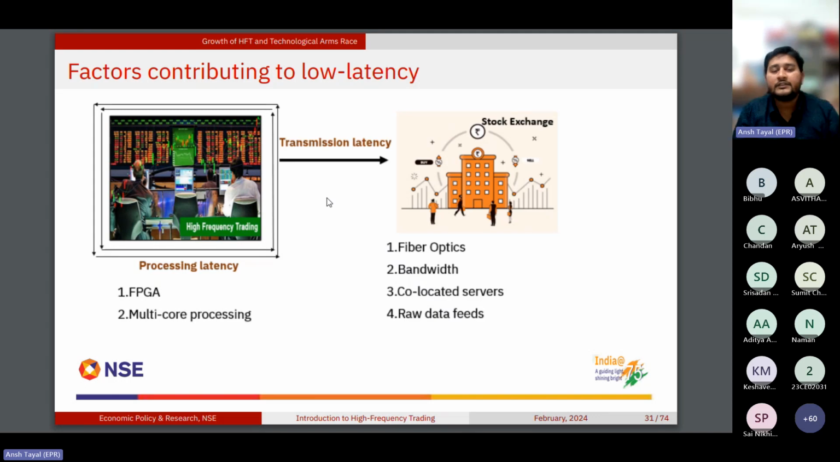Then the second part is transmission latency. So once your algorithm is efficient, now you need to optimize your transmission latency so that your order reaches quickly. As I explained, people use co-located servers, fiber optic, or microwave towers, different types of techniques to reduce transmission latency. But these are the two things that you need to focus on.